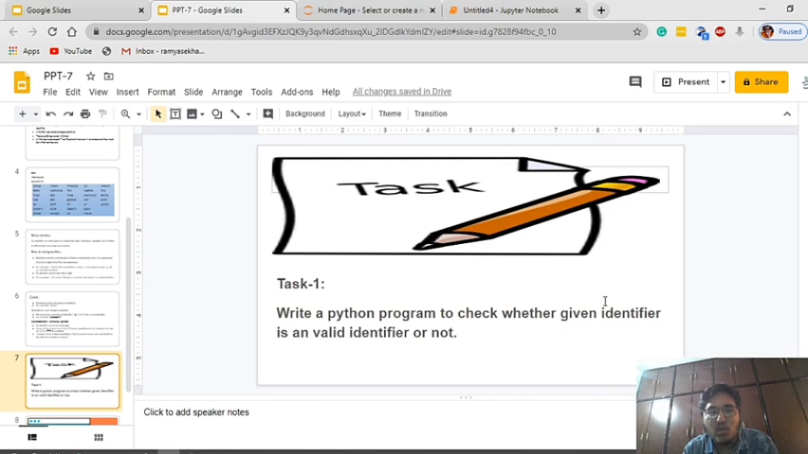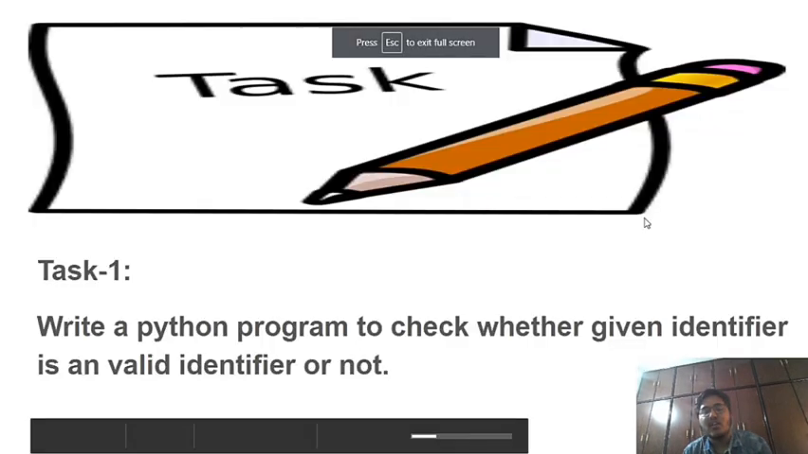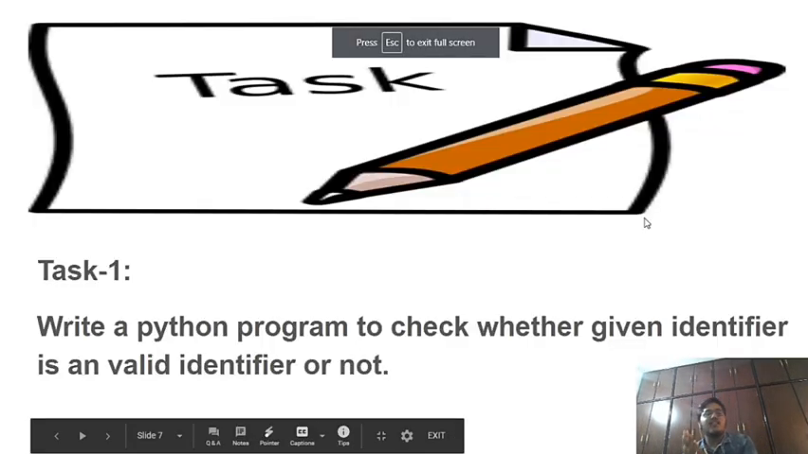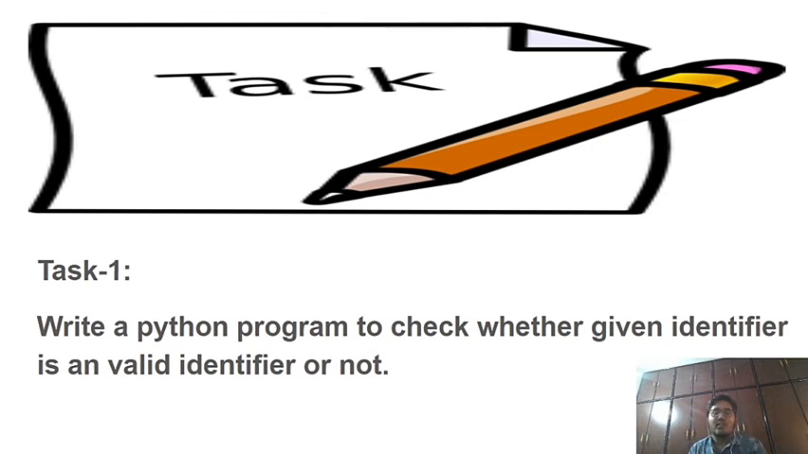I will be giving you a task. The task is to write a Python program to check whether a given identifier is valid or not. This is a task for you guys. If you have any queries regarding this task, you can post them in the comment box. I will be helping you. If you get the solution, you can post it there. We will be discussing the solution in the next video.